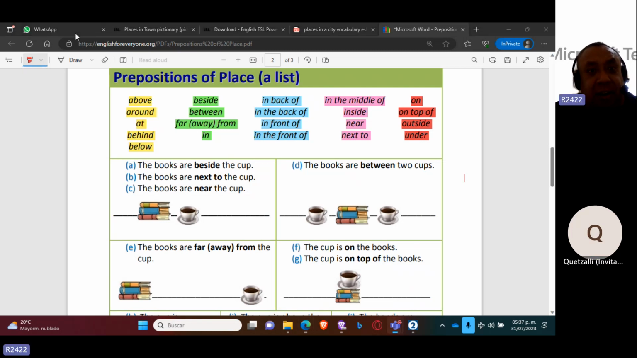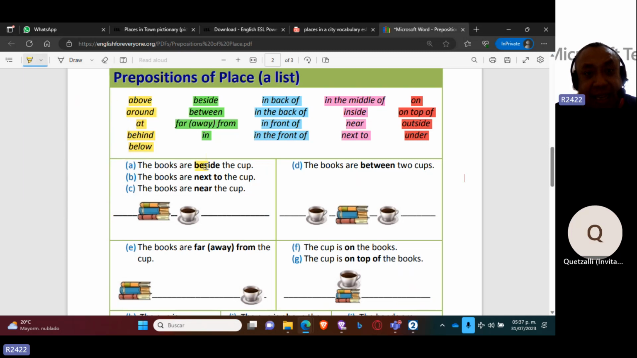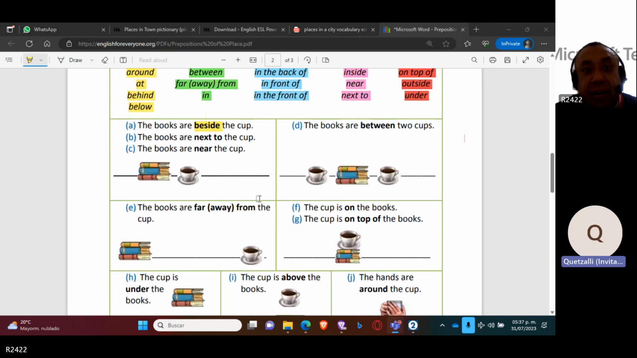Okay, so could you please read for me? The books are beside the cup. Very good. Beside, it is beside the cup. The books are next to the cup. Very good. Another one: the books are near the cup. Near the cup. Okay.